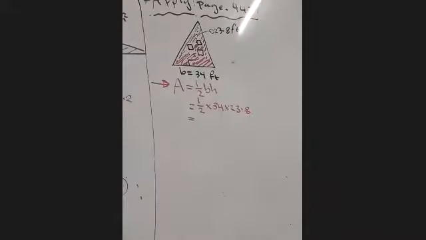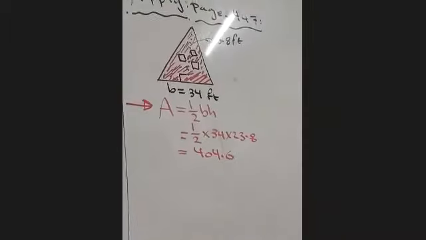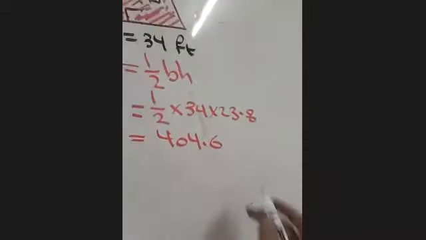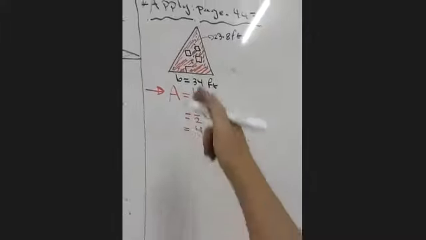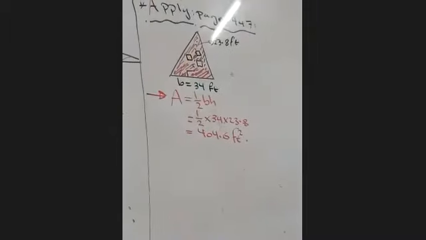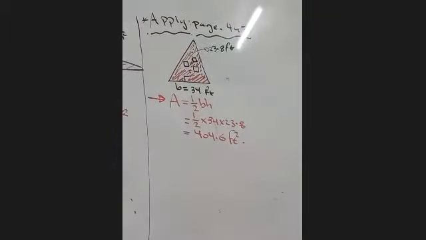I will use my calculator quickly to save time, guys. So it is 17 multiply 23.8. It is 404.6. 404.6. What's the unit, Muhammad? Feet to the power 2. Yes. What did we find here, Muhammad? We found the area of the triangle, the whole area, right?